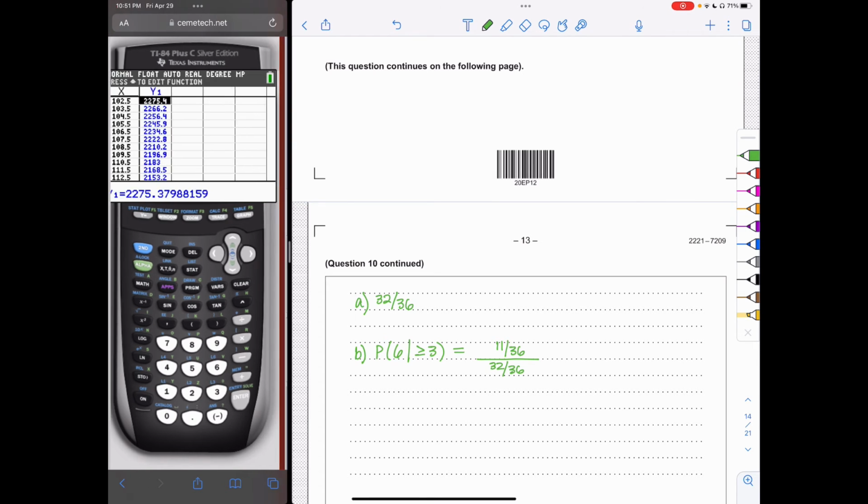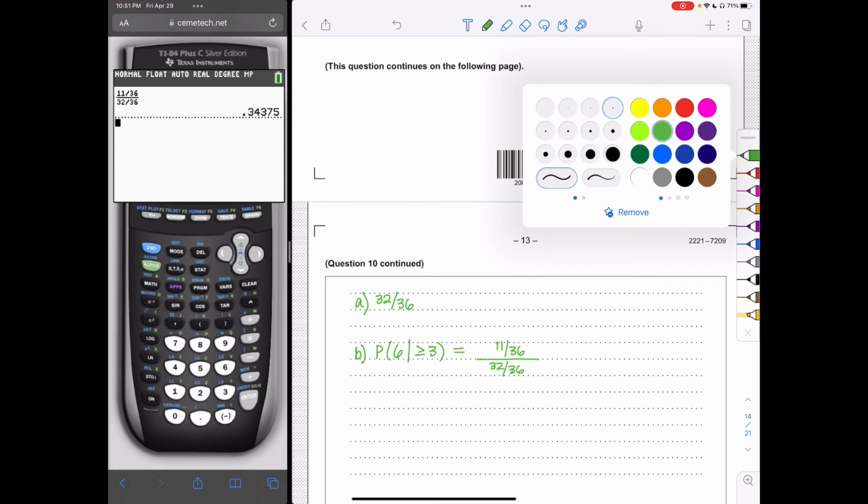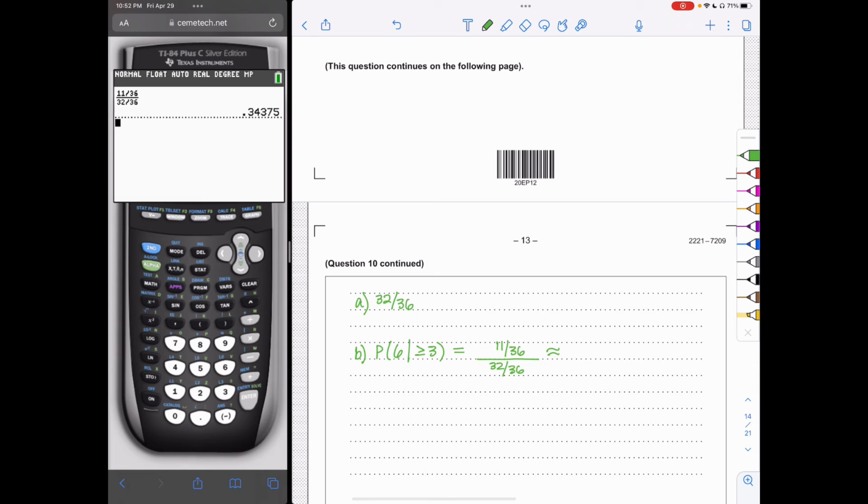If I were to put that in my calculator, all I would have to do is say 11 over 36, and then I will have to put in the denominator 32 out of 36. And as you can see here, I will end up getting approximately 0.34375.